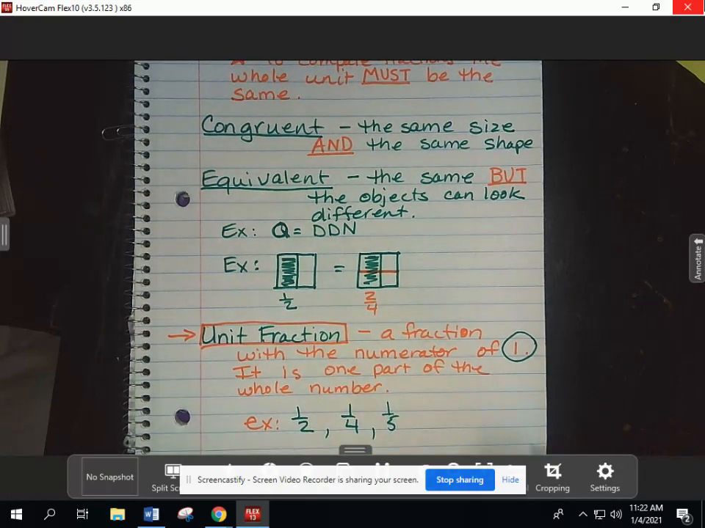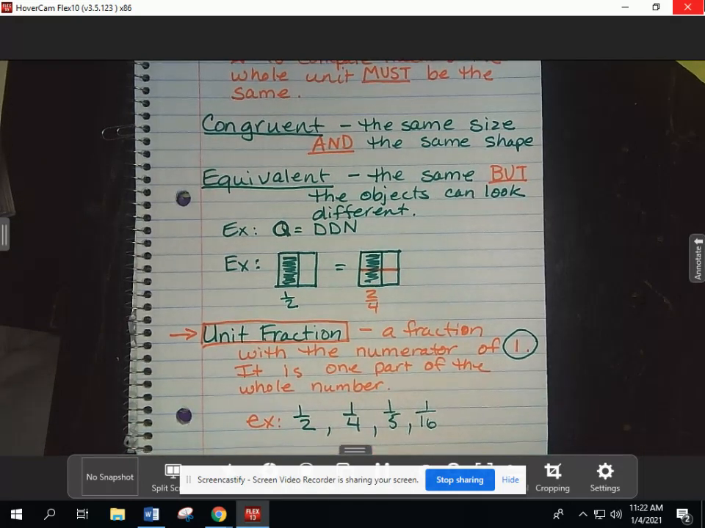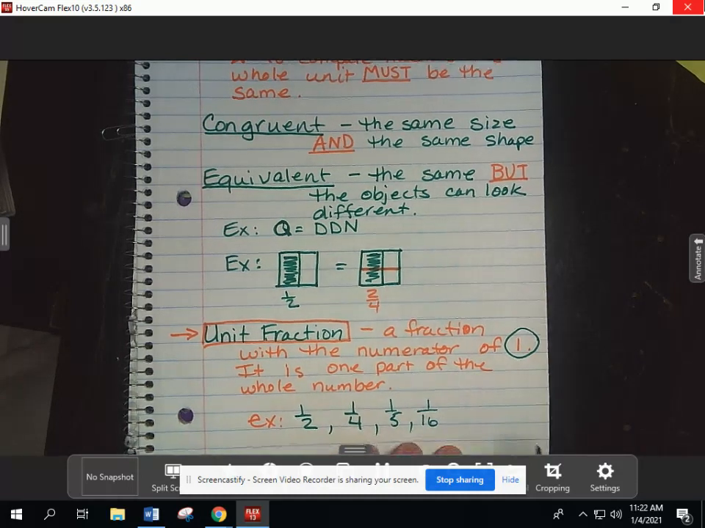Will? 1/16. And the last one, Reese has her hand up. 1/6. Okay, all of those are unit fractions. Why? Read the definition, then you might know. Why can we tell they're unit fractions? David? They start with 1. Because the numerator is a 1. It is 1 part of the whole number. One of the parts.